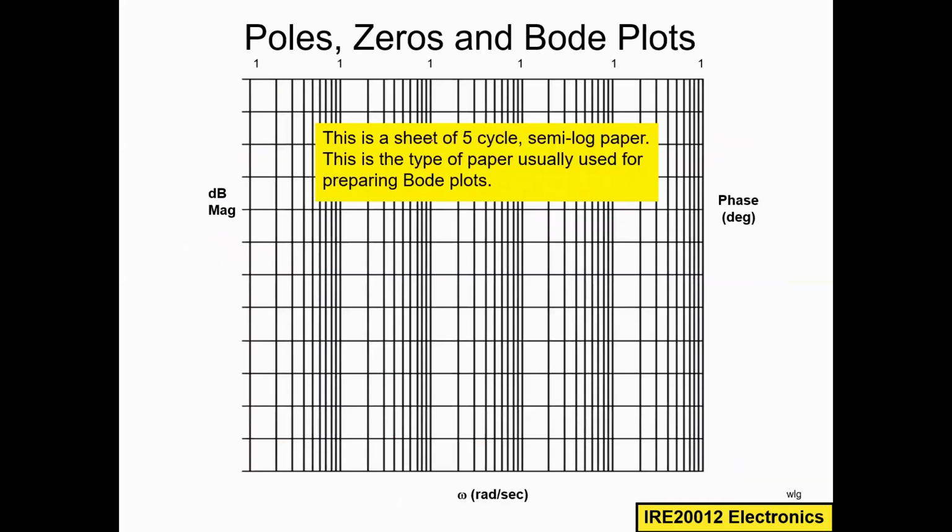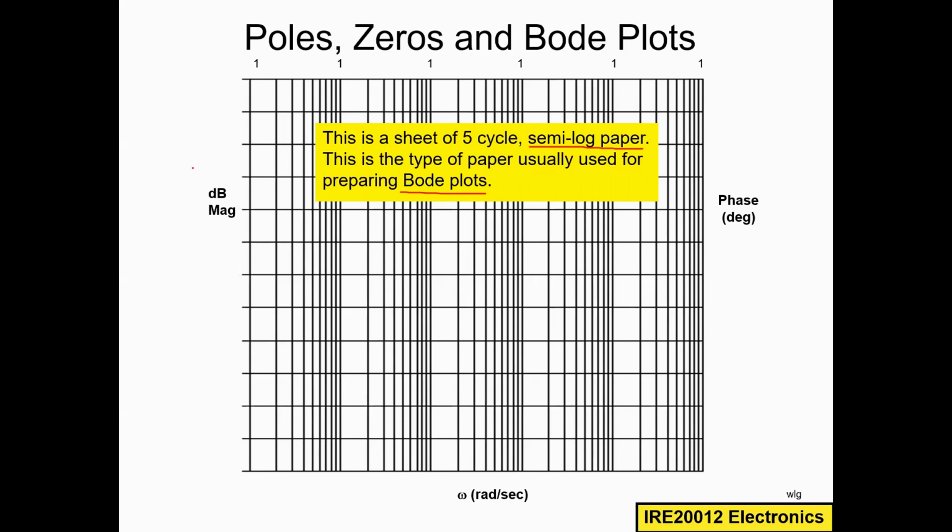This is the actual sheet of 5 cycle semi-log paper. You can see here 1, 2, 3, 4, 5 cycles. I think you studied in school how to plot on this kind of special graph paper. This is the type of paper usually used for preparing Bode plots.